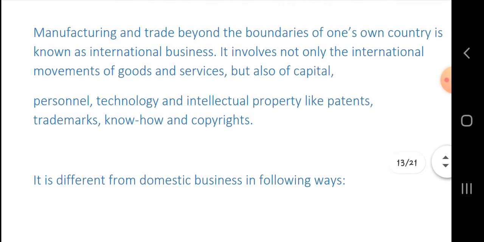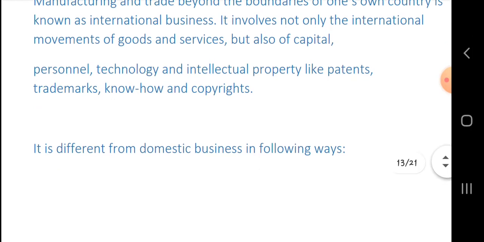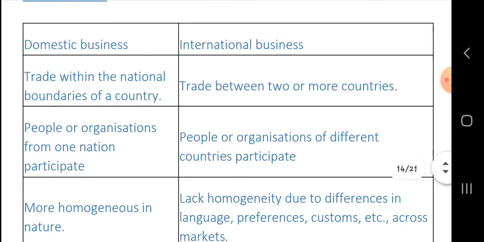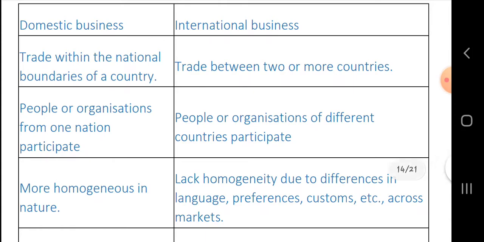Manufacturing and trade beyond the boundaries of one's own country is known as international business. It involves not only the international movement of goods and services but also of capital, personnel, technology and other things. Domestic business is trade within the national boundaries of a country, while international business is trade between two or more countries. In domestic business, people or organizations from one nation participate; in international business, people or organizations of different countries participate.